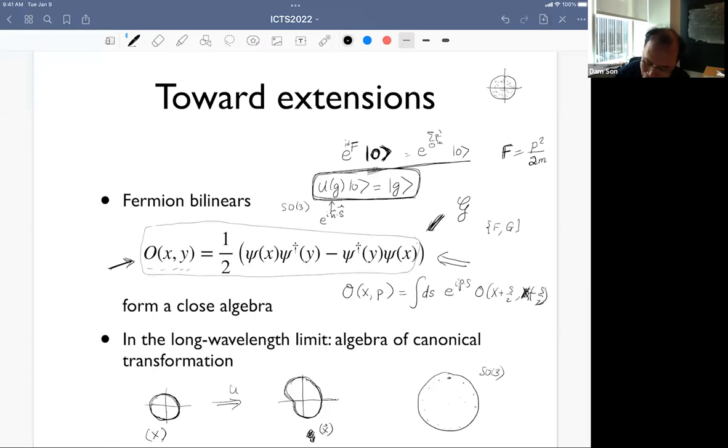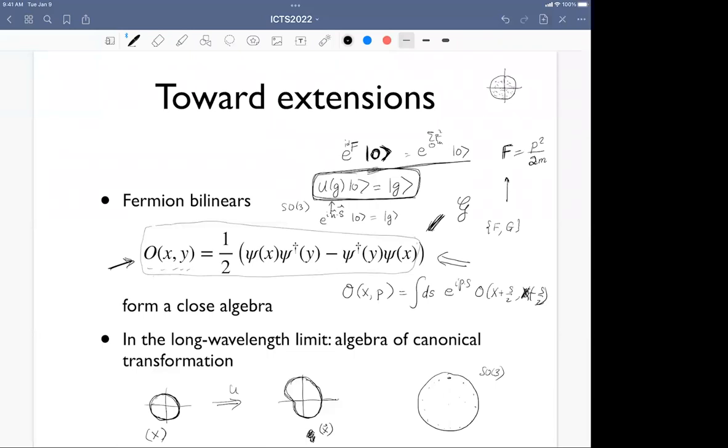It's an operation of rotation acting on some reference state. This reference state can be chosen as a state with spin pointing in the z direction. You get another state, G. So that's how one can get the coherent state on a sphere.